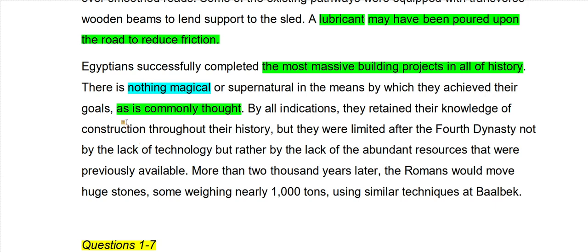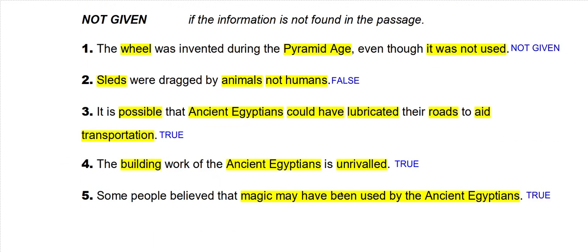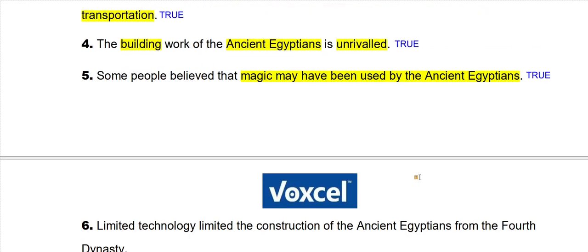But what people thought, as is commonly thought, meaning people thought there was some magic involved, but there wasn't any magic involved. So "as is commonly thought" means people were thinking opposite to that. So that's why it will be true.